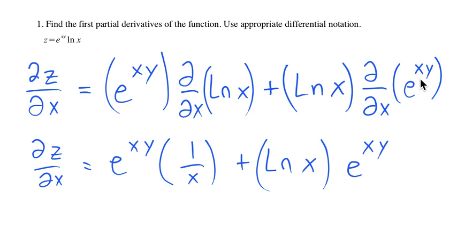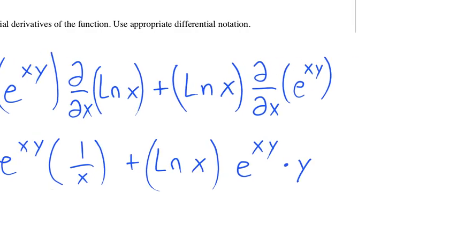That's a chain rule. Whenever you have e to a constant times the variable, y is treated as a constant here, you have to use chain rule, which means you multiply by the derivative of the xy, which would be y. And that's our answer. We don't really have to simplify it any farther if we don't want to.